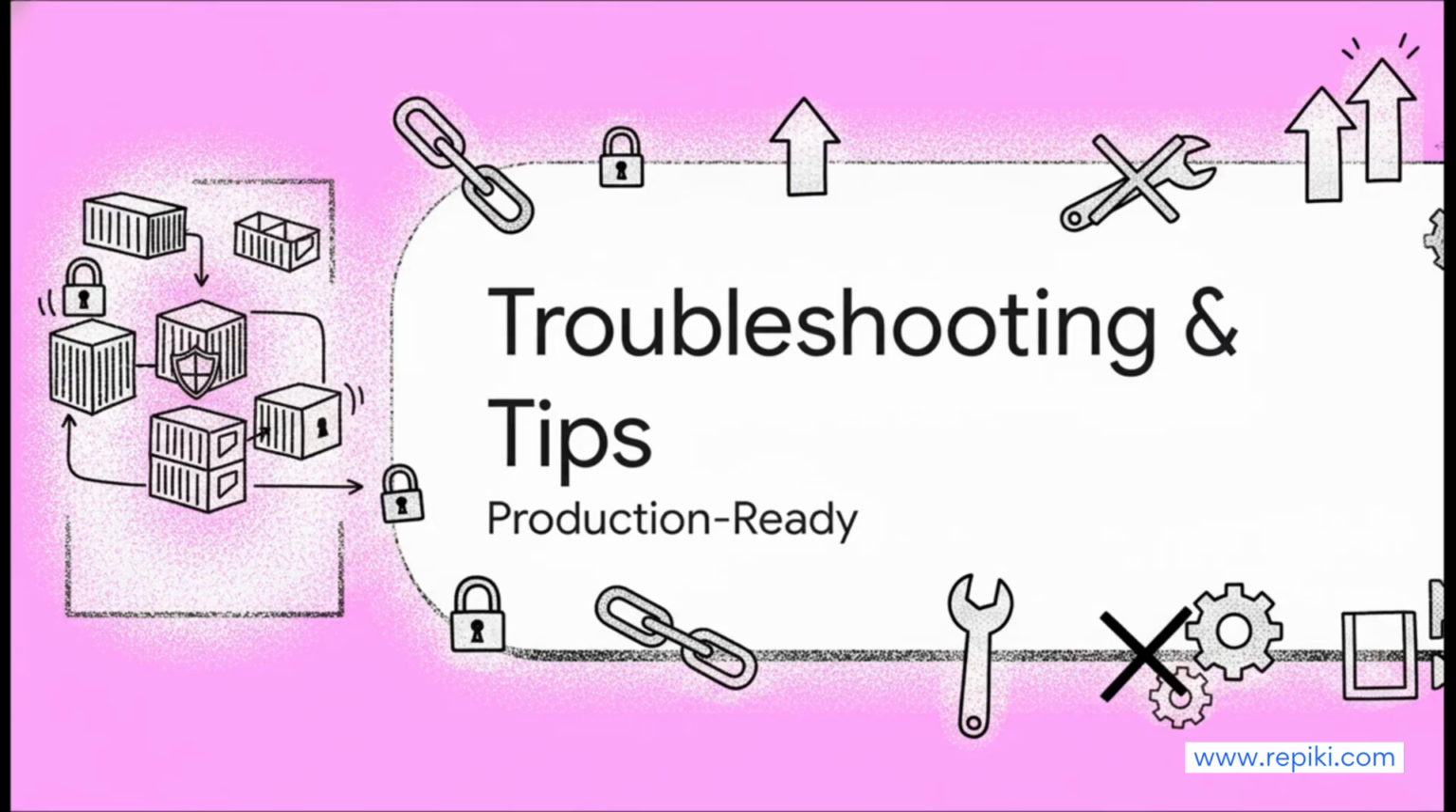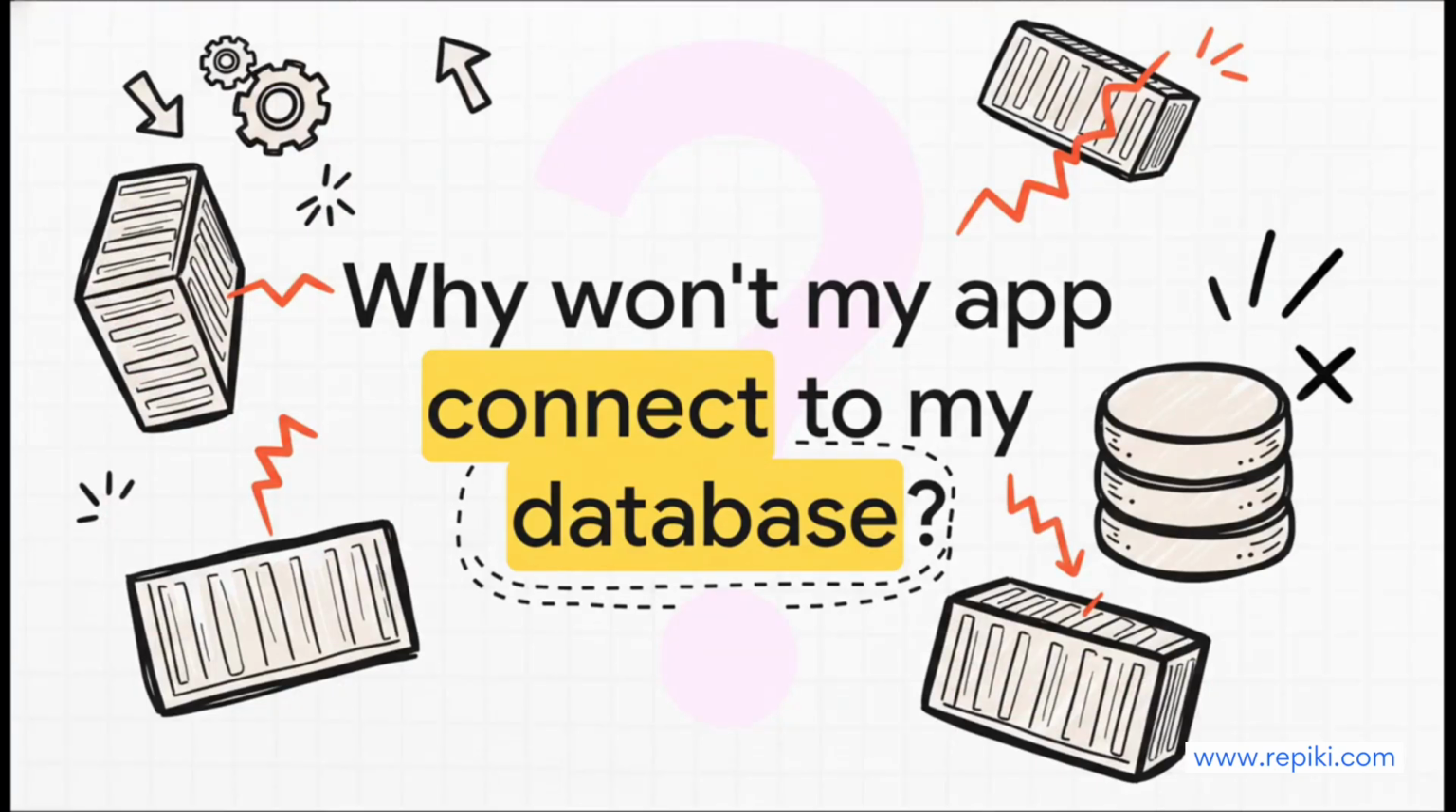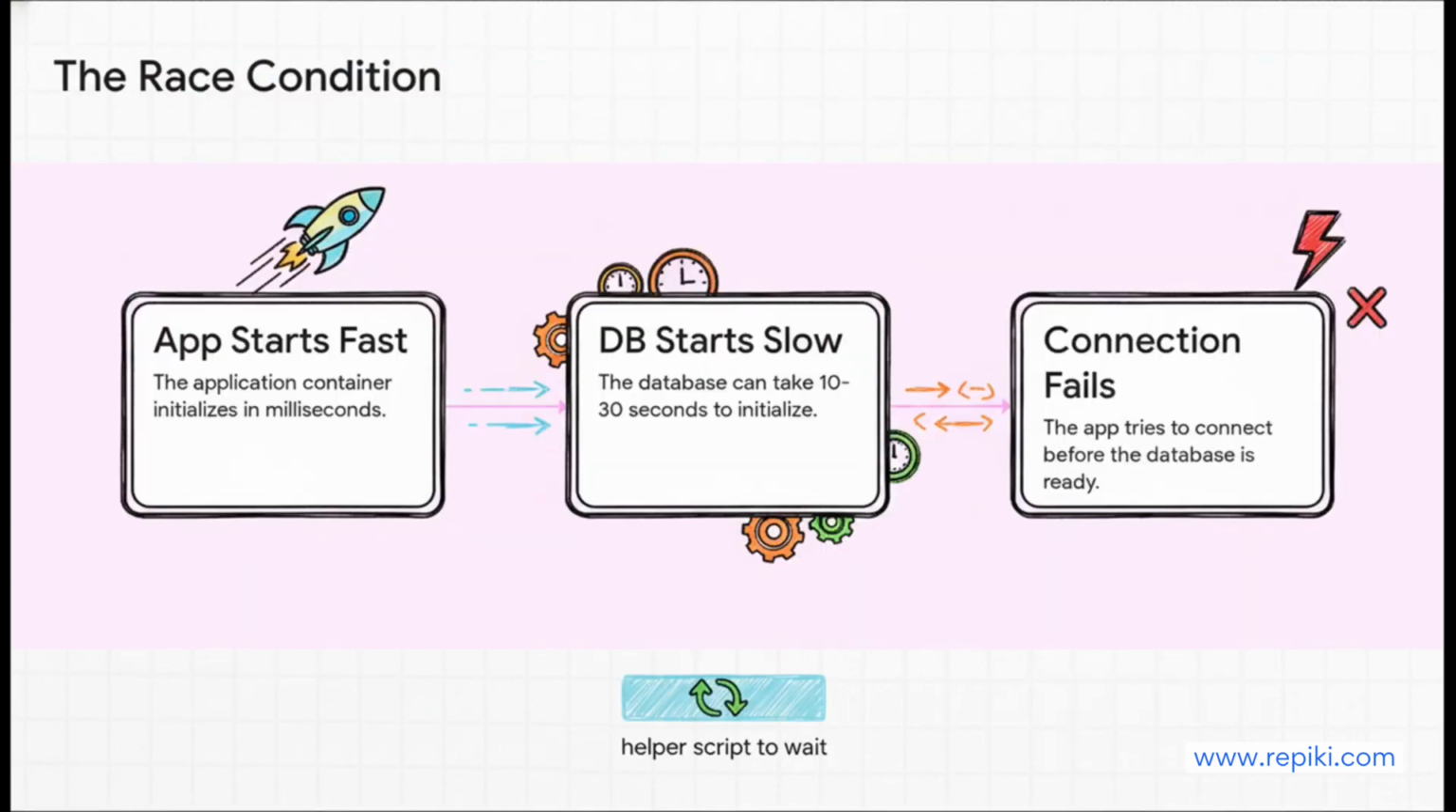Look, getting the application to run is a huge step, but making it robust and secure, that's the real goal. So let's cover the single most common failure you're going to see, and then a few essential best practices. This is it. Without a doubt, this is the number one question developers ask when they start with multi-container apps. You follow all the steps, everything looks right, but your application immediately crashes with a connection refused error. So why? Well, the cause is a classic race condition.